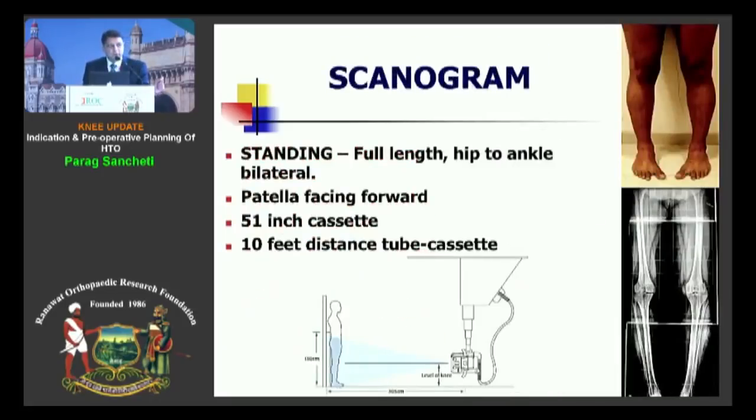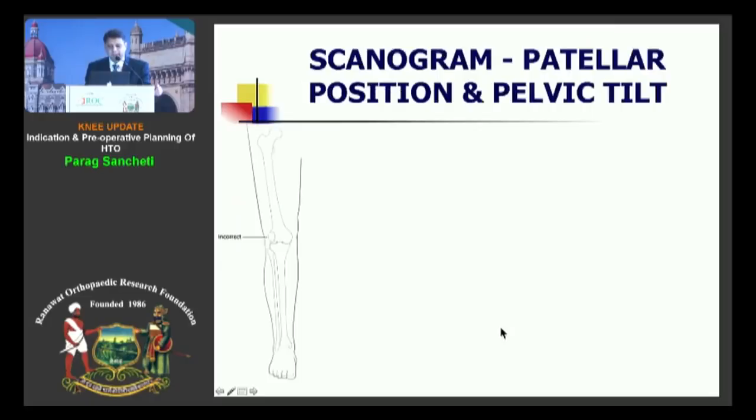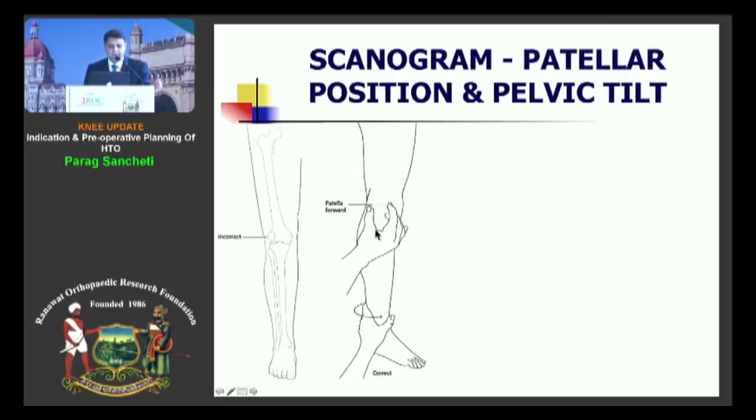Now it is very important to take a full-length scanogram very well, and there is a way which has been described to take it. It should be a 51-inch cassette, at a minimum distance of 10 feet, and the patient has to be standing. Another important thing to note while taking this is that sometimes your patella is facing outwards. You've got to make sure that your patella is facing to the front, and this is a very important thing, otherwise your calculations will go wrong.